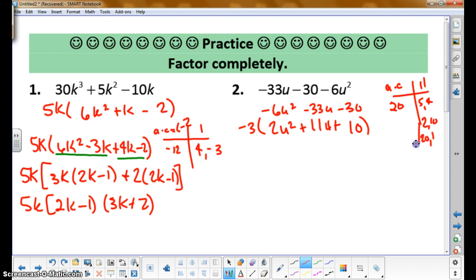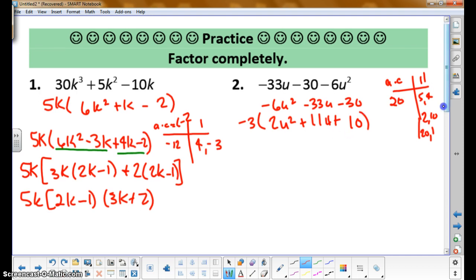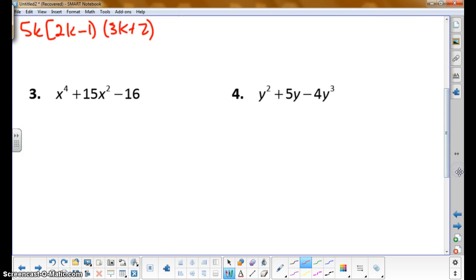And I just don't find any way to factor that any further. So I think we are done with factoring. If you find a way, please come and tell me. Okay, let's do this one.